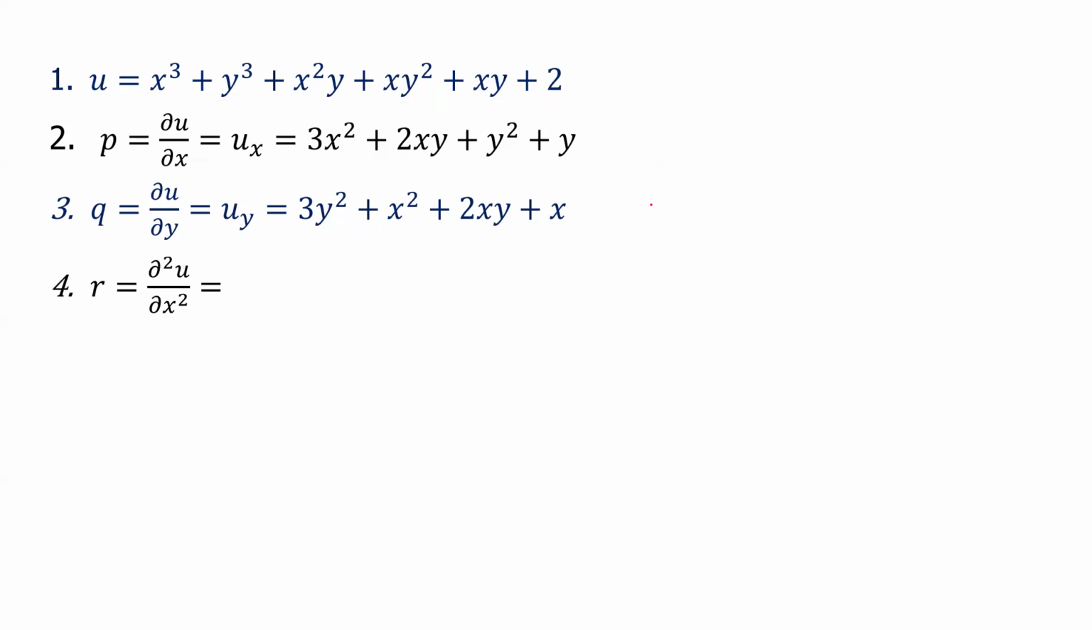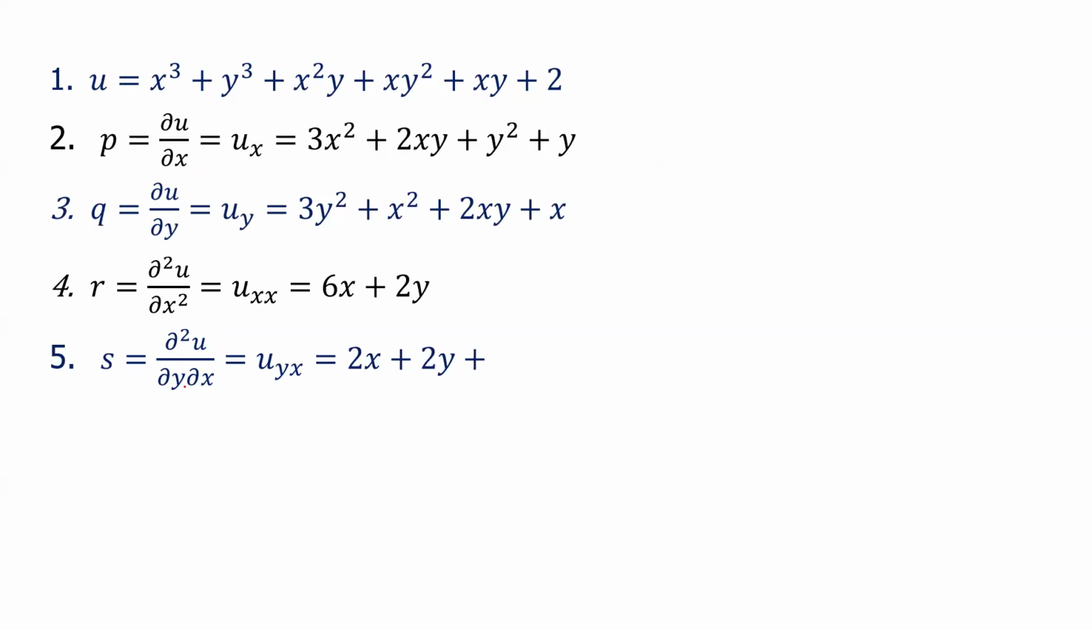This is the partial derivative of u with respect to y. For the second order partial derivative, again differentiating this with respect to x, this is nothing but 6x, and this is plus 2y. The 2 will be 0 because these are functions of y only. So we have 6x plus 2y. Similarly, to find s, the partial derivative of u with respect to y and x, we partially differentiate this with respect to y. This becomes 0, this is 2x plus 2y plus 1.